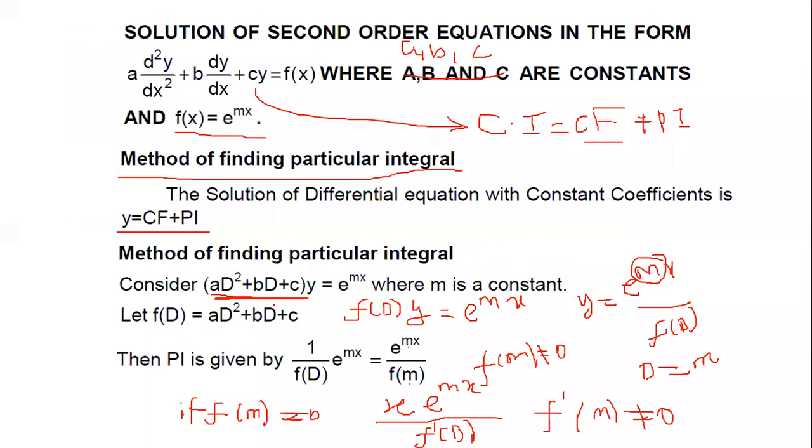From the particular integral, we can see that in case the right hand side f of x is in e power mx format, then we can find the particular integral for this. But our aim is to find y, complementary function plus particular integral. The complementary function we know by making the right hand side equal to 0. But for the particular integral, what is the formula here? e power mx by f of D. So this is the first method.